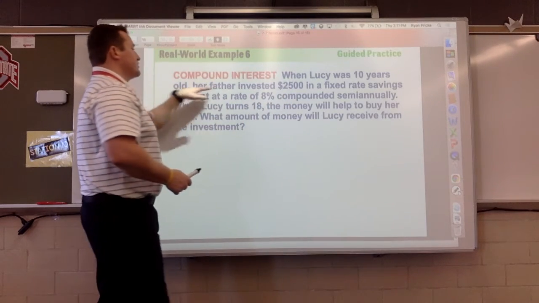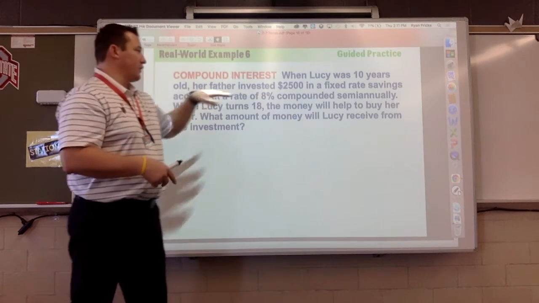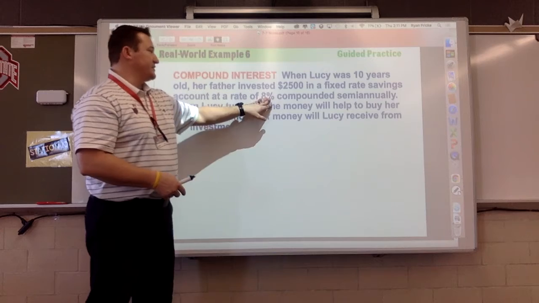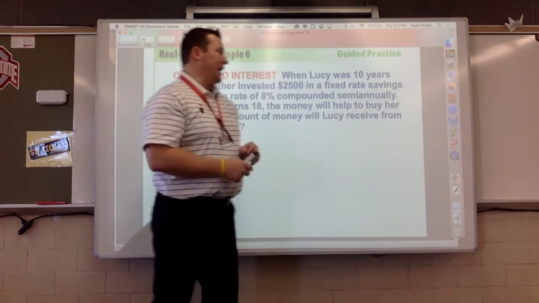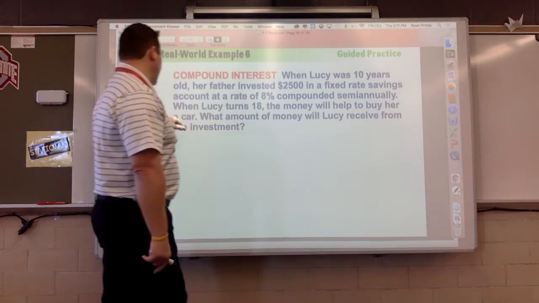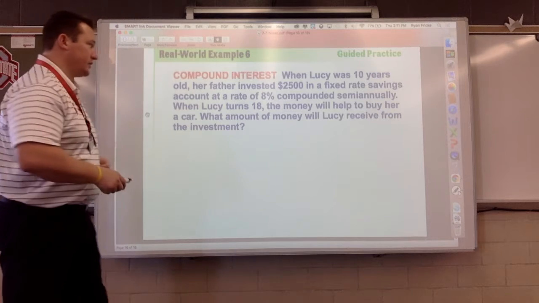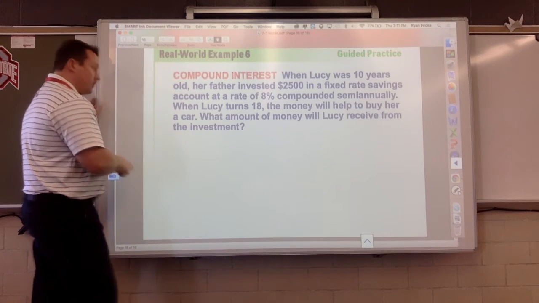When Lucy was 10 years old, her father invested this much money. So start thinking about where this is going to go in our formula. At a rate of this, compounded semi-annually. When she turns 18, the money will help her buy a car. What will she have? How nice of a car can Lucy buy? Okay, so let's take a look.